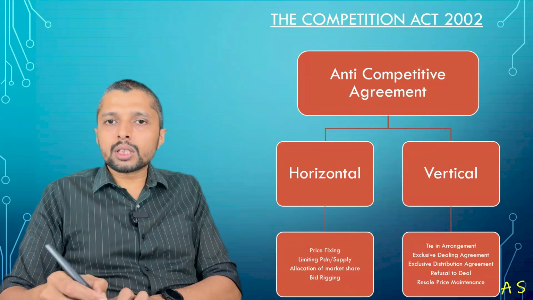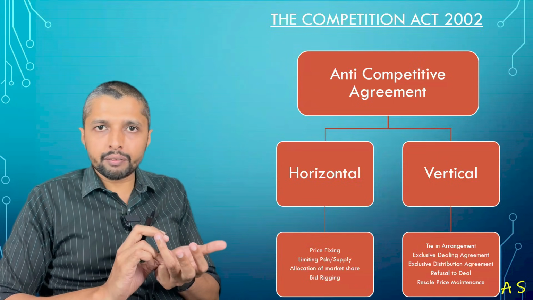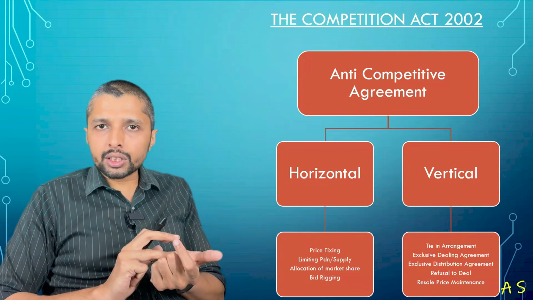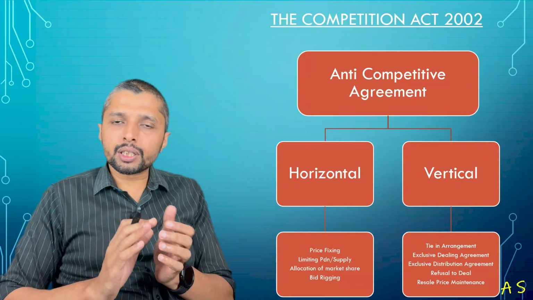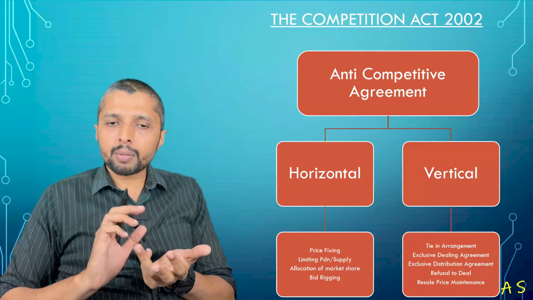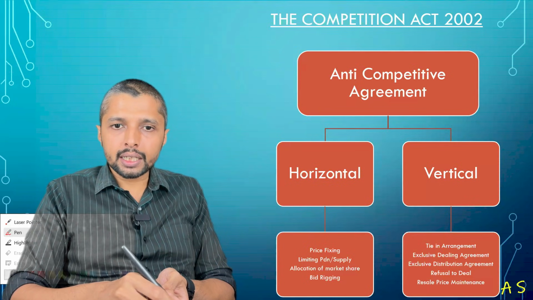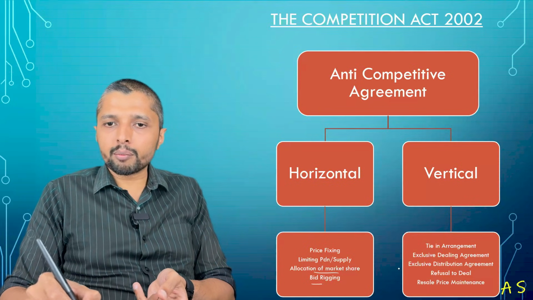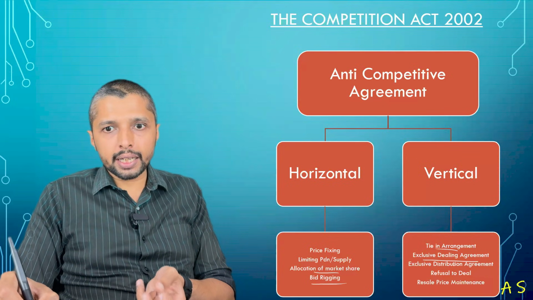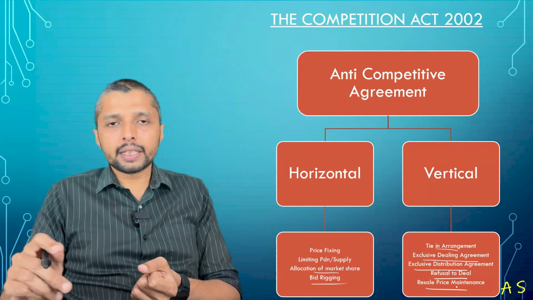Then we'll move to the Competition Act. In the Competition Act, we have Section 3, anti-competitive agreement; dominance and abuse of dominance, Section 4; then combination, Sections 5 and 6. Anti-competitive agreement: horizontal is there, vertical is there. Under horizontal, price fixing, limiting production or supply, allocation of market share, bid rigging. Vertical: tie-in arrangement, exclusive dealing, exclusive supply, exclusive distribution agreement, refusal to deal, resale price maintenance.